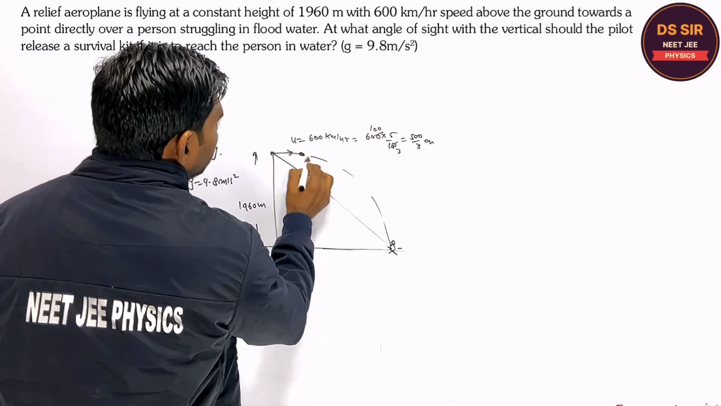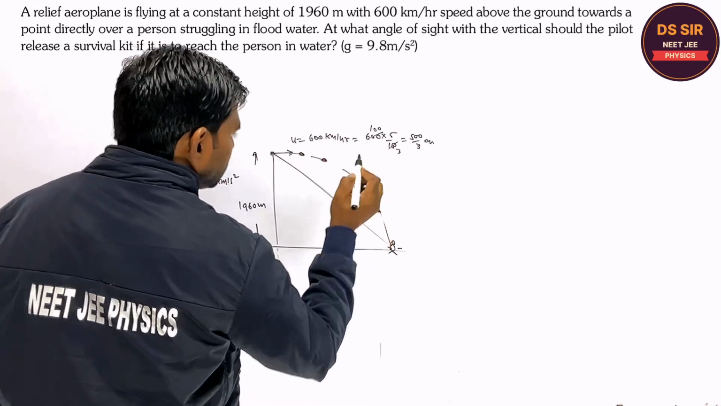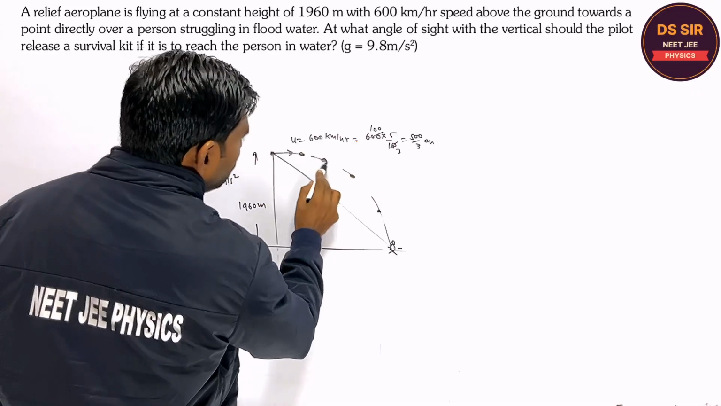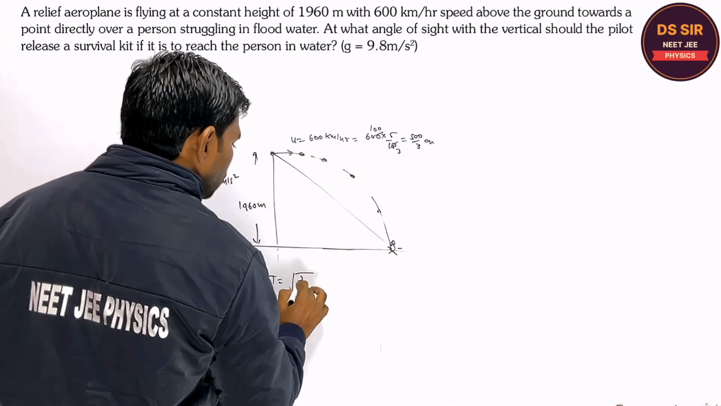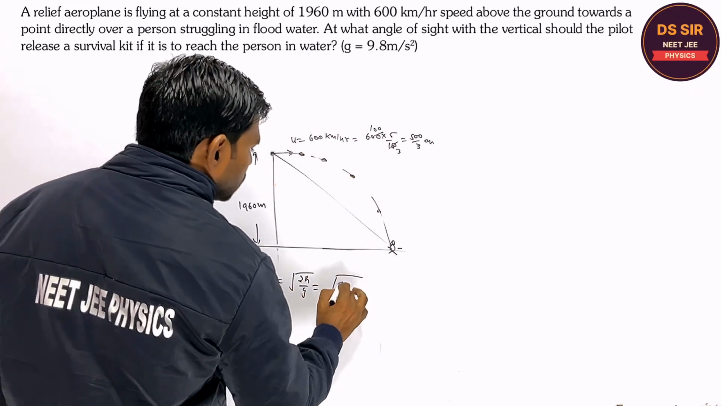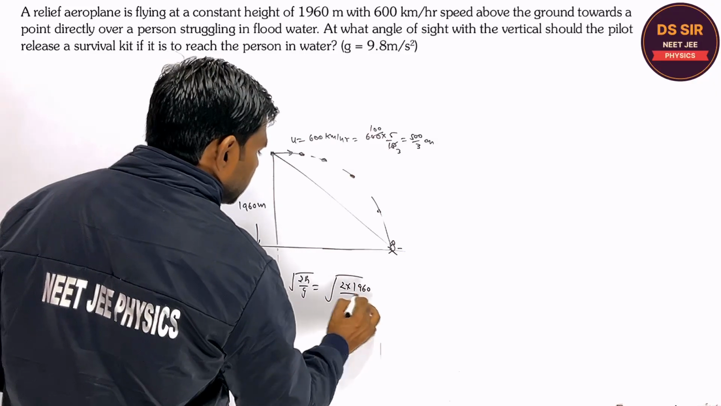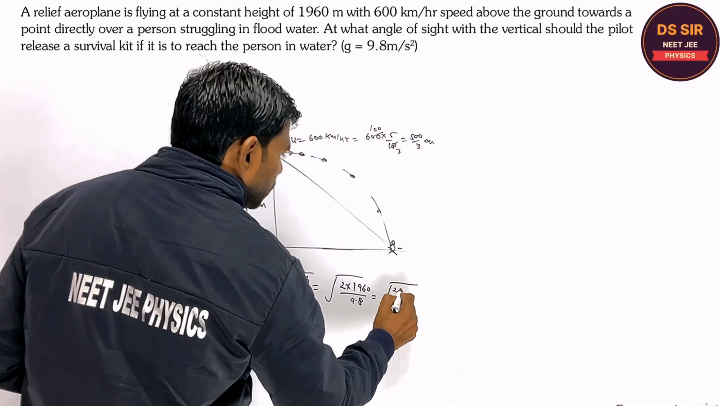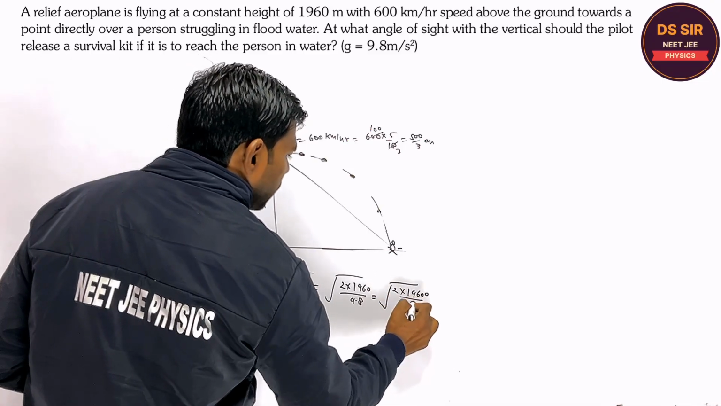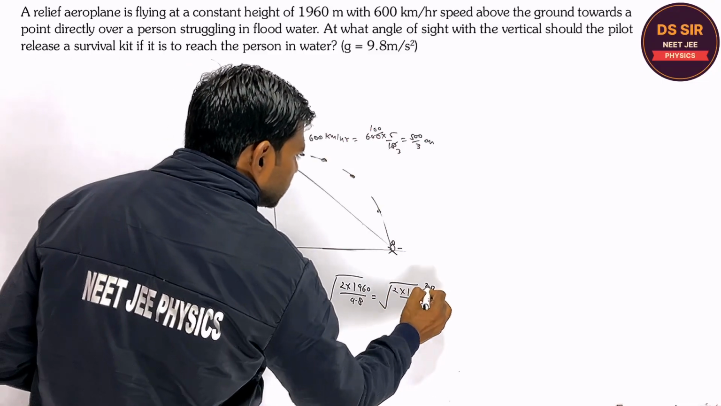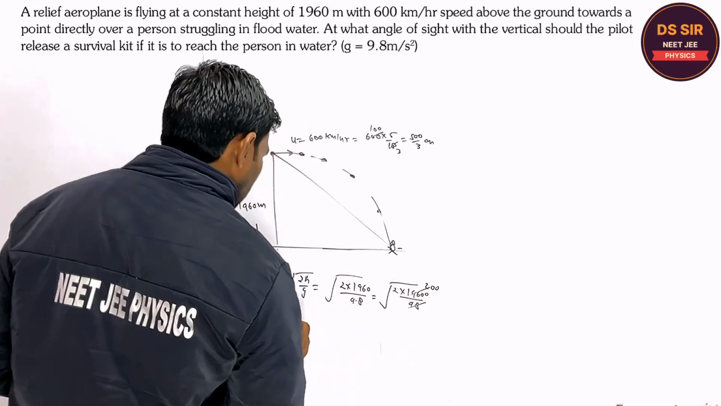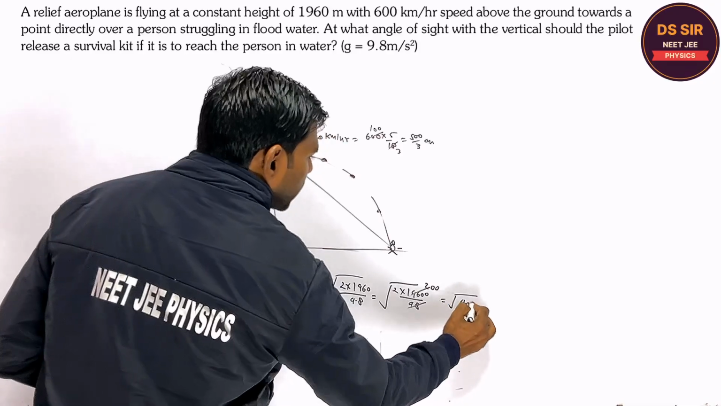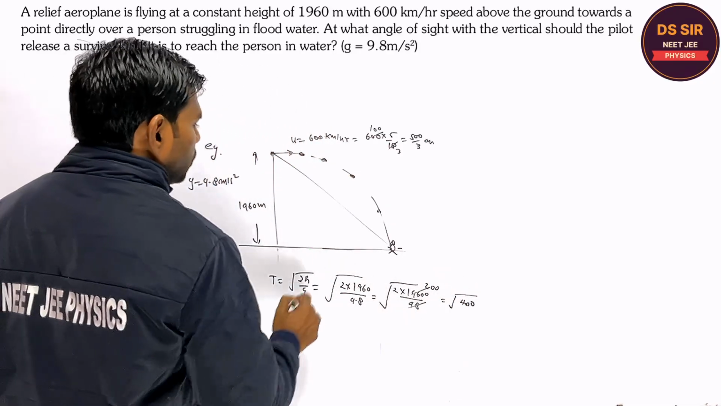The angle of sight, this is the person over here. The packet should reach this point, right? If this is height, what is the time to reach this? Time is equal to root 2h upon g. The h is 1960 upon 9.8. Is it clear or not? So this is 2 into 1960 upon 9.8. This is 400. So the time is again 20 seconds.